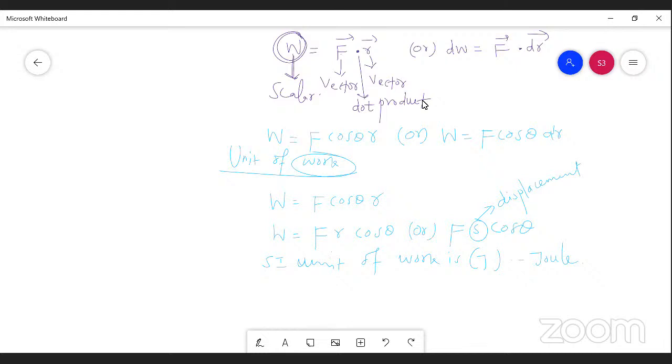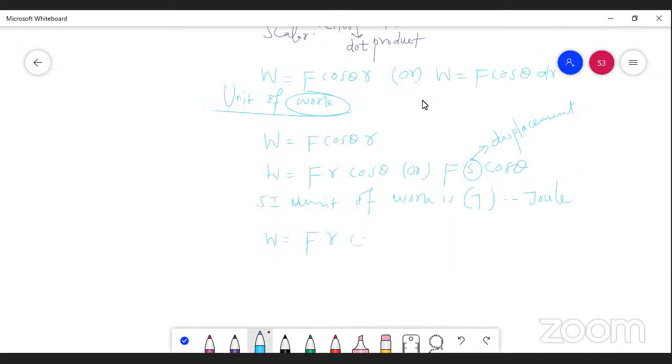You see, W is equal to F r cos theta. The unit of force is Newton, the unit of displacement is meter. For cos theta, substitute the theta value, maybe 10 degree, 20 degree, or 30 degree, whatever it may be. Cos of any angle will give a numerical value. Cos 60 degree: maybe the angle between the direction of force and the direction of displacement is 60. We substitute cos 60. What is the value of cos 60?